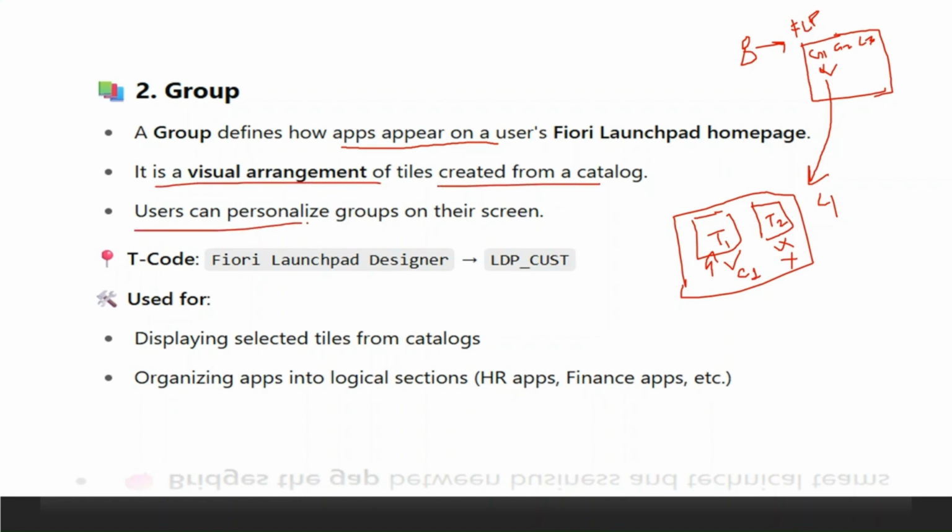So users can personalize their group on their screen. They have that flexibility to personalize groups, and it is used for displaying selected tiles from a catalog. As I have told you, suppose in your catalog there are 2-3 tiles, you have the flexibility to choose which tiles you want to show to the user. So you are organizing applications into logical sections, like HR applications and finance applications. Suppose for HR applications you make a group G1, and for finance you make a group G2. Likewise you can categorize. It's a very beautiful way of segregating things module-wise.